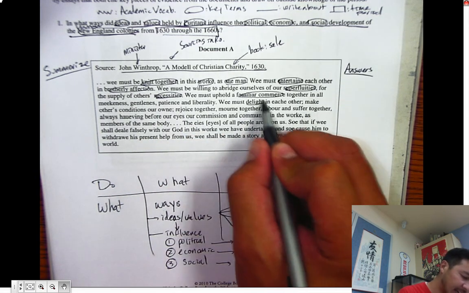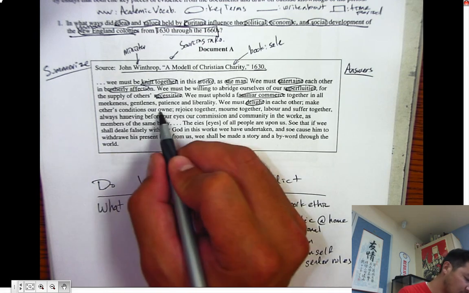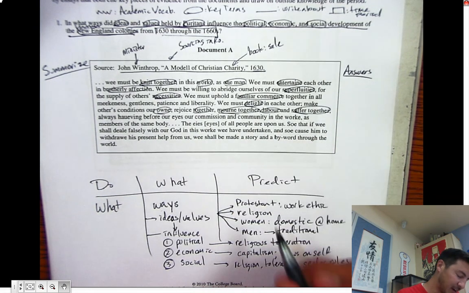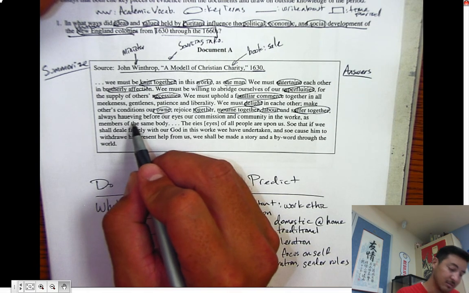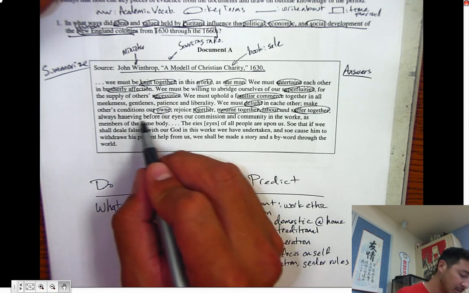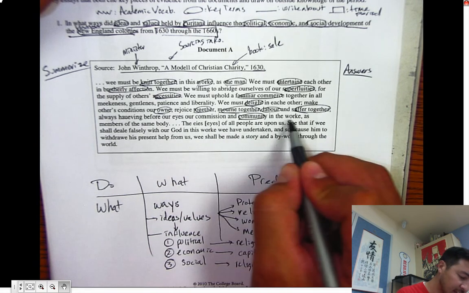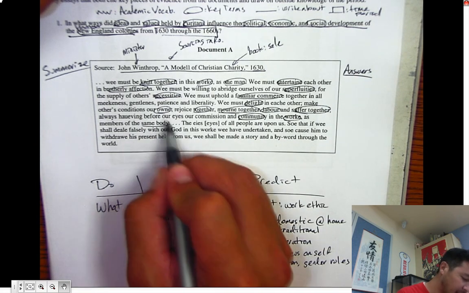We must delight in each other, make each other's conditions our own, rejoice together, mourn together, labor and suffer together. Always having before our eyes our commission and community as a work, as members of the same body.